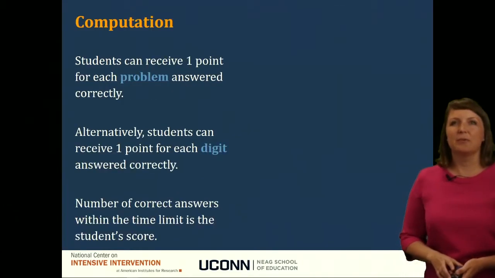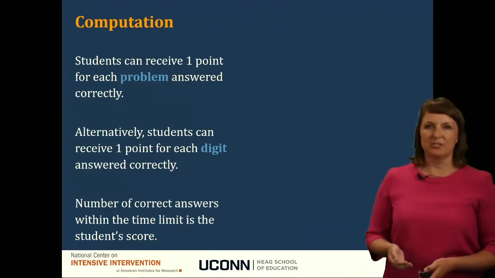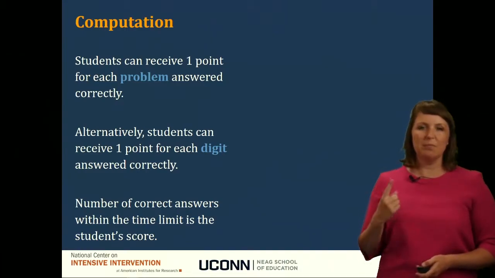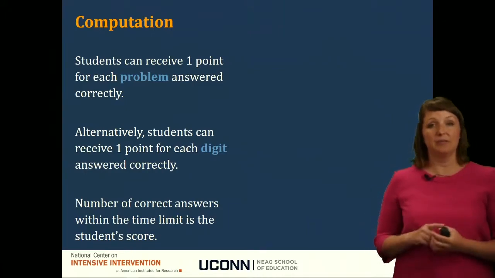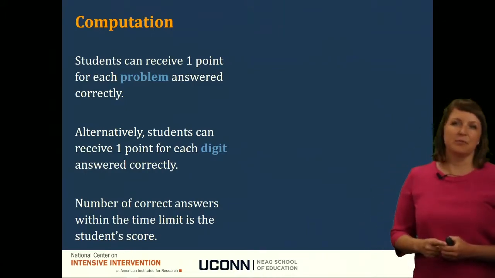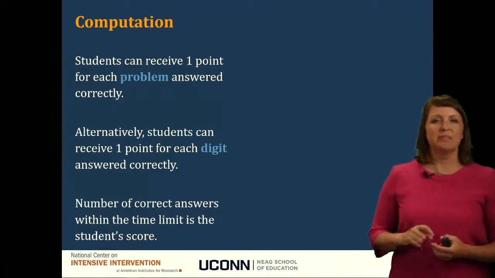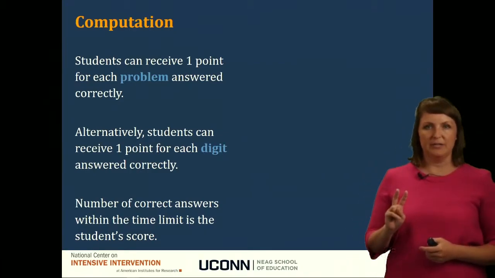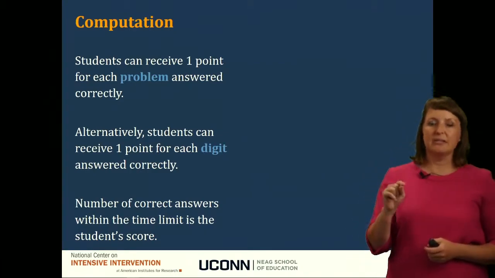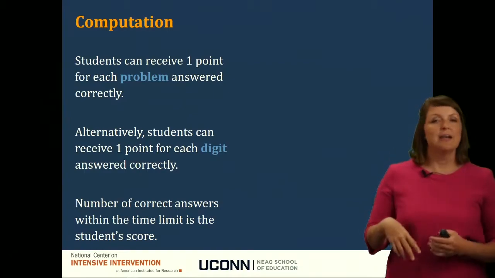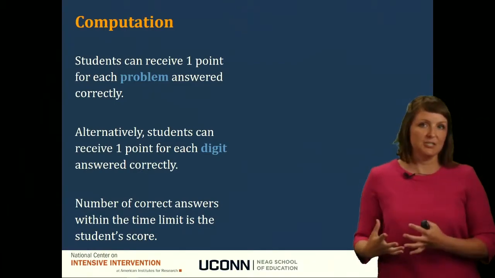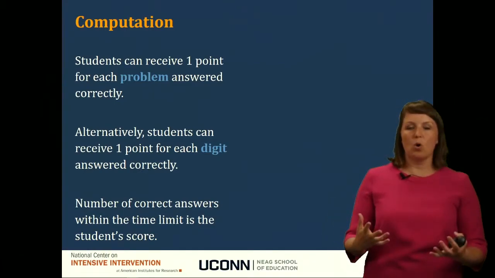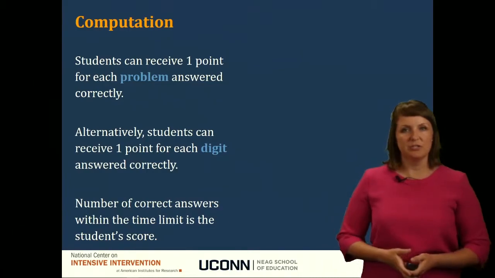So speaking of that scoring, when we're thinking about computation measures, students can earn 1 point for each problem answered correctly. All right, so that's a way that we can score these. But a better way to score these is students receive 1 point for each digit answered correctly. So we have two ways, by problems correct or by digits correct. And then the number of correct answers, either the number of problems correct or the number of digits correct, is the student's score, and that's what would go on the student's graph.